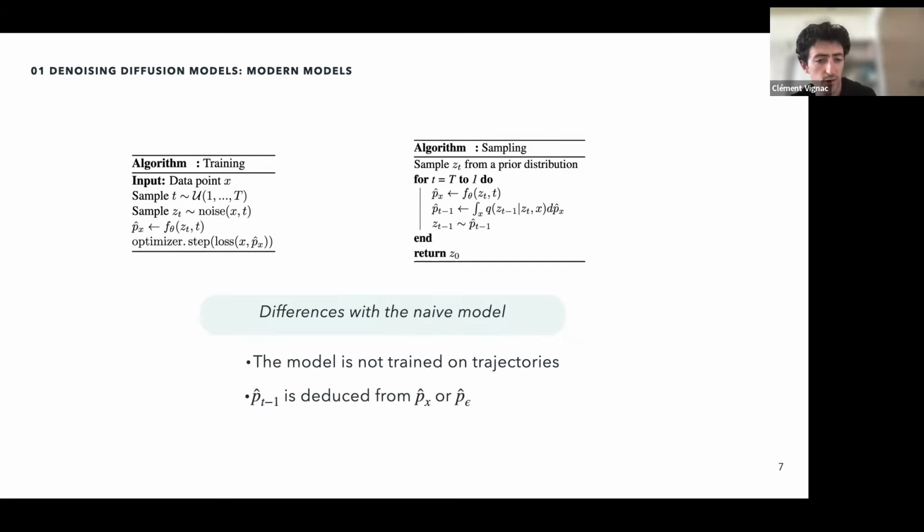So what is different from training on trajectories? First, you can see that for training, we don't have to build trajectories. We just build z_t. And during training, we don't apply the network recursively. So this is very good in terms of computations, because this algorithm on the left is super easy to split on several GPUs, and you can massively parallelize it. This is a big advantage over normalizing flows, for example.